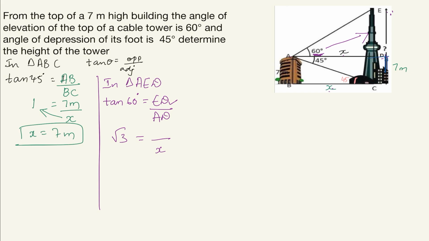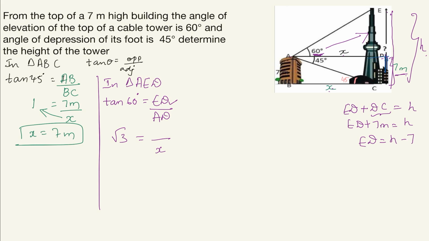What about ED? Do we know the value of ED? We know the complete height of the tower, which we can take as h. The complete height is h. And a part of it here is 7 meters. So, ED can be written as AD plus DC will be the complete height of the tower. What is DC? From the figure it is 7 meter. Hence, ED is equal to h minus 7. So, in place of ED, I will be substituting h minus 7.